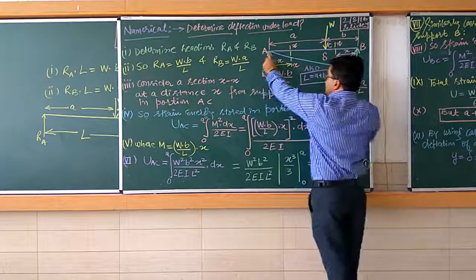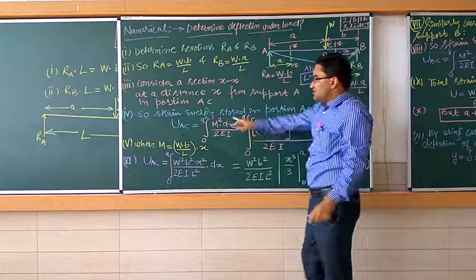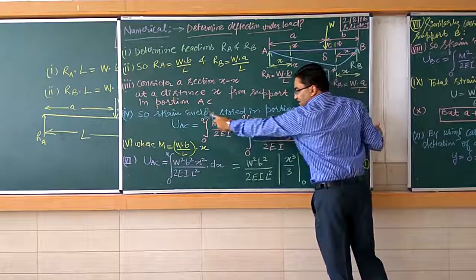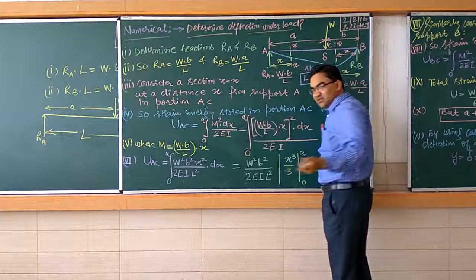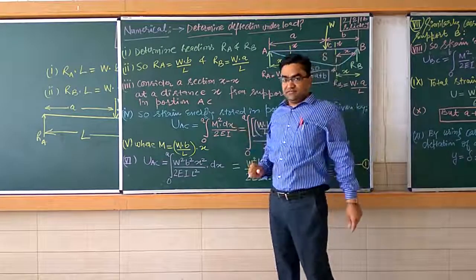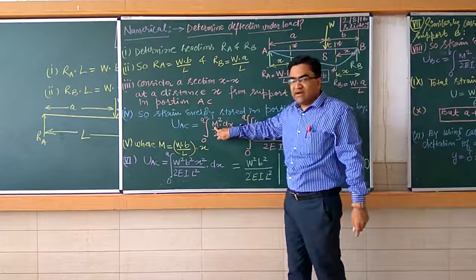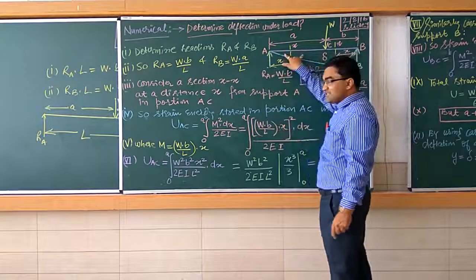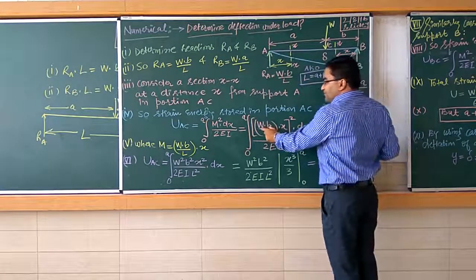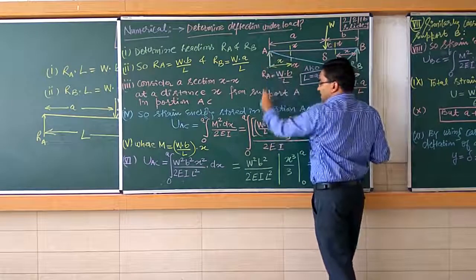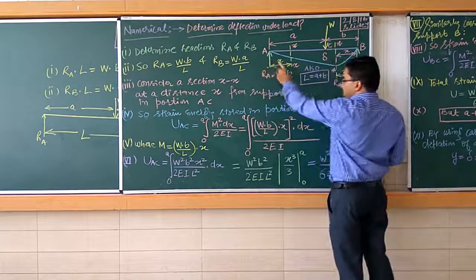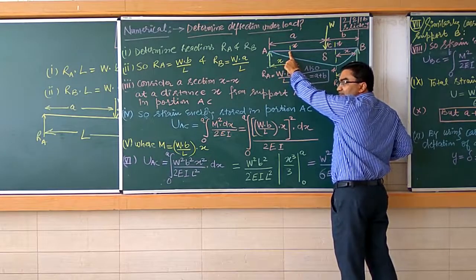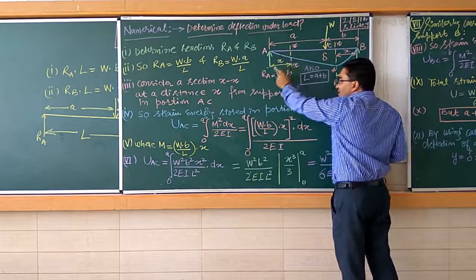For the portion AC, we have taken this. So the strain energy stored in the portion AC is the integral from 0 to a of M square upon 2EI into dx. You know this formula. What is this M? This is the bending moment. So what is this bending moment for section AC? This is the total reaction, this is RA, so this is your RA multiplied by x, the bending moment about this point.